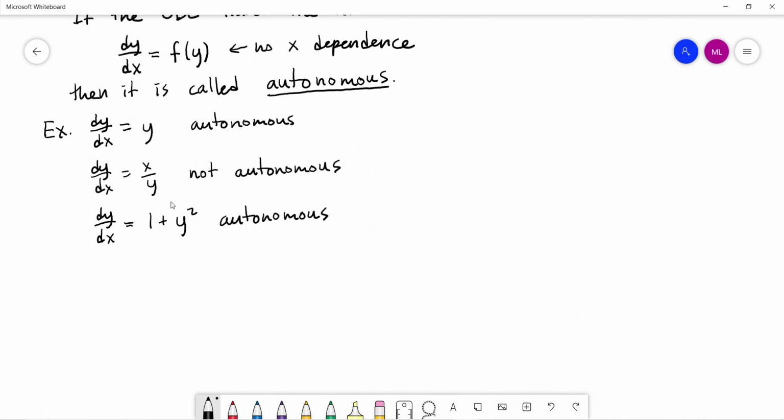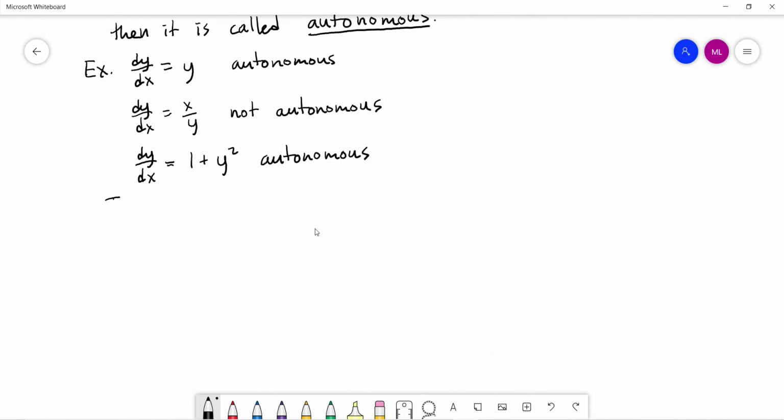So hopefully this is clear. As long as the right-hand side is some function, it can have constants, whatever, but it just can't have any dependence on the independent variable x. It has to be just a function of y, or just a function of whatever variable we're trying to ultimately solve for. Then it's said to be autonomous. It turns out that these equations happen to be particularly easy to understand, and they still happen to show up a lot in physics.